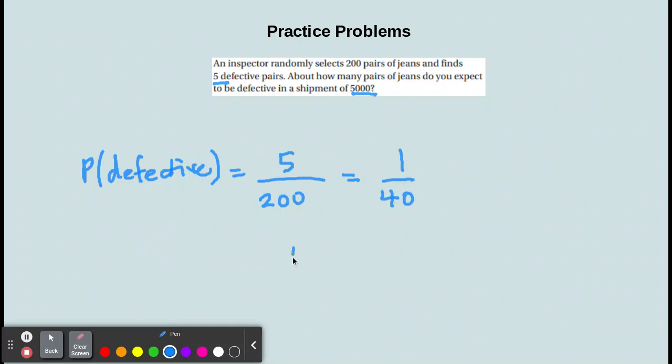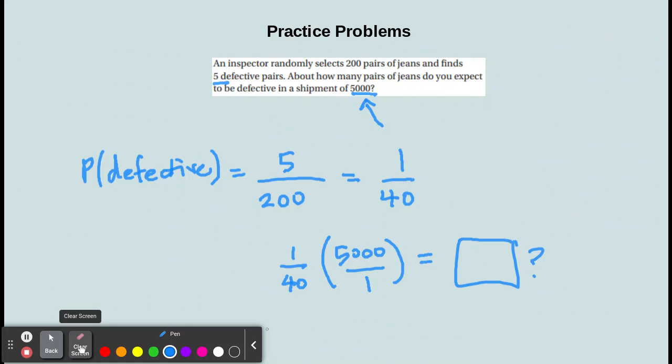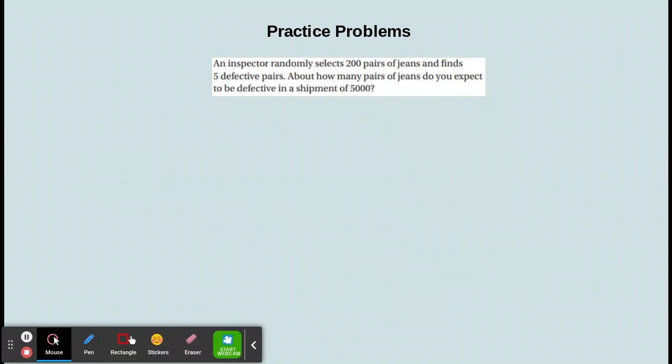So if we then multiply this times our shipment of 5,000, we'll be able to predict how many we think will be defective in this shipment of 5,000. So what's 1/40th times 5,000? And that's your answer. And that concludes 7.2.